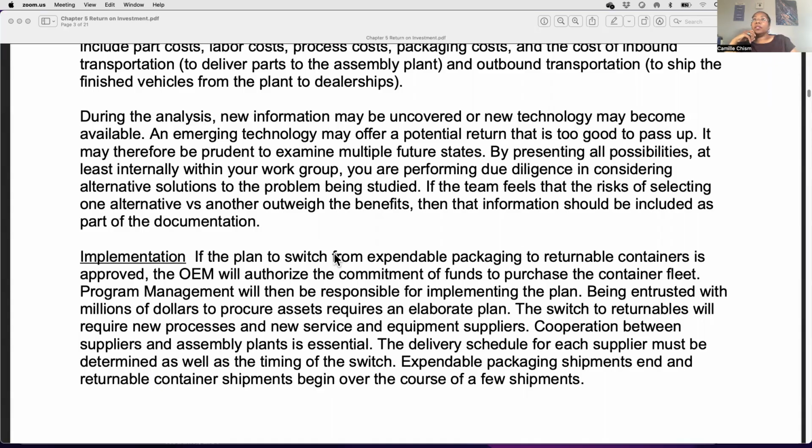And that's when the OEM will authorize it. The program management team and the purchasing team, they're going to make sure that any purchase orders get placed so that the packaging can be purchased and the packaging will be purchased on time. But as the packaging engineer, you will be a part of that process to make sure that it's happening.